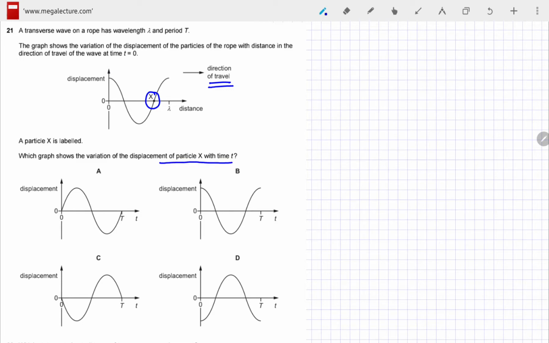We know that the particle X is at the position where displacement is equal to 0, so B and D cannot be the correct option because the displacement is non-zero in both these cases. And what about A and C? Well, we know that the wave is traveling to the right, so the initial movement of the particle must be downwards. So graph C is the correct option. It should be downwards like this.